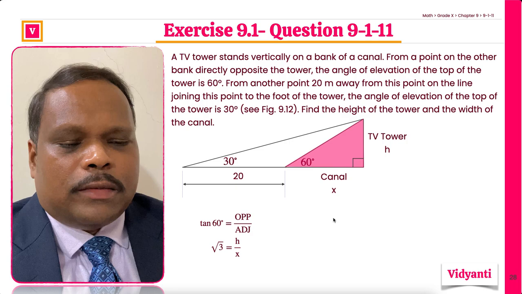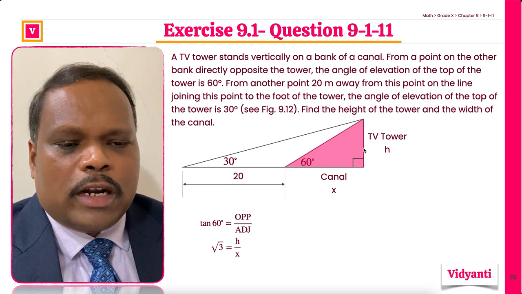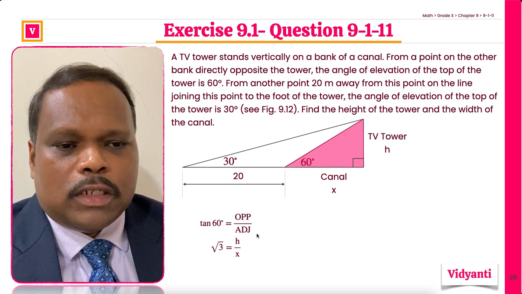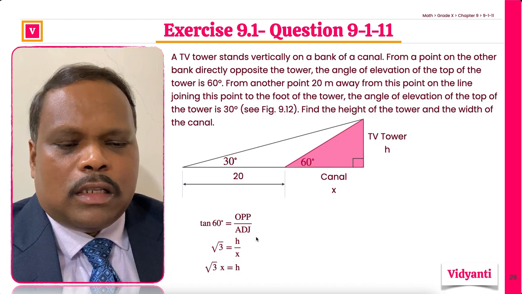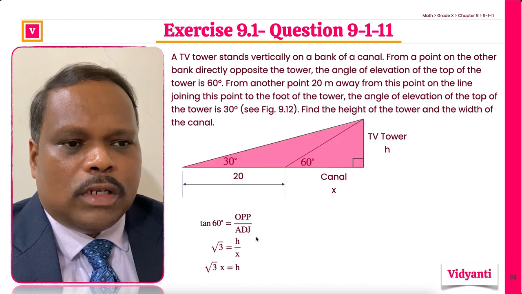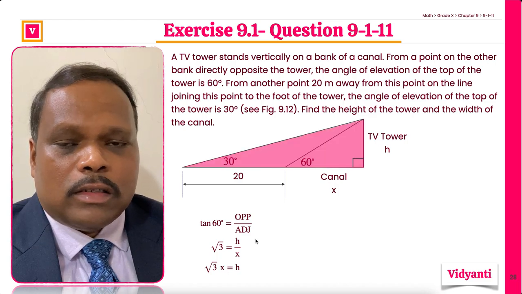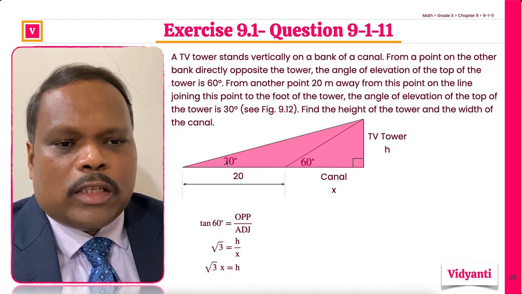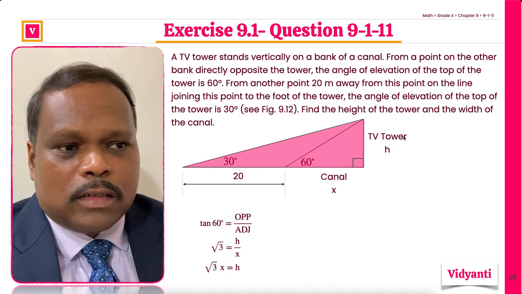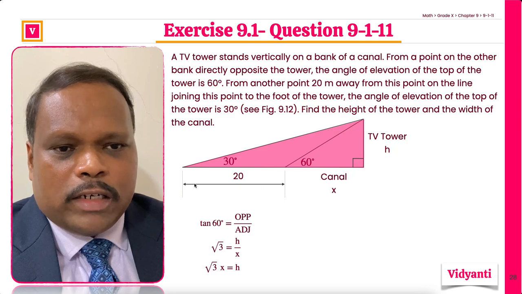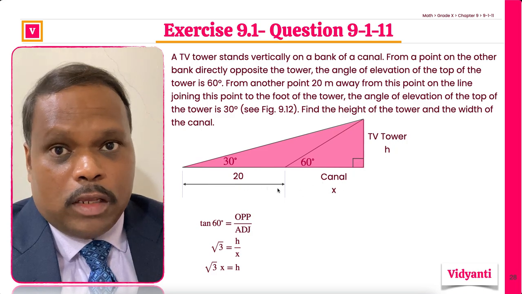So remember these things. So for the smaller triangle, tan 60 is root 3, which is opposite over adjacent, and that will give you the first relation. Now we'll forget about the small triangle. Let's consider the bigger triangle. Now, as far as this 30 degrees is concerned, this is still the opposite, but now the adjacent has increased. It will include x and 20 both.